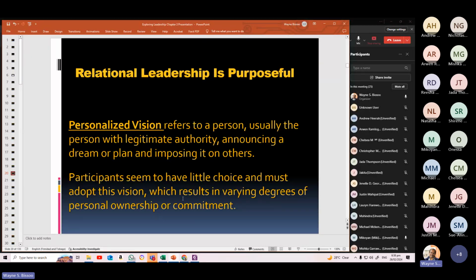Participants, however, will seem to have little choice and must adopt the vision of the individual for the organization to move forward. This is especially something that takes place with businesses and business activities. So family run or family owned businesses usually start from a personalized vision from the primary, or what they call the key person in the organization, key man or key woman, as the case might be.